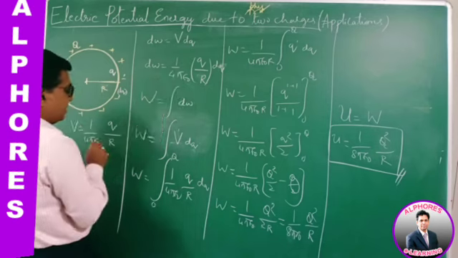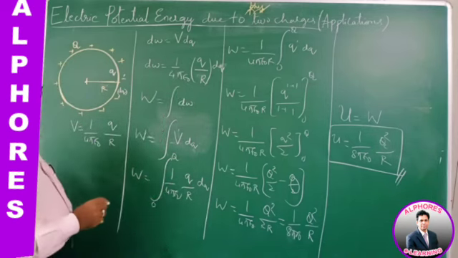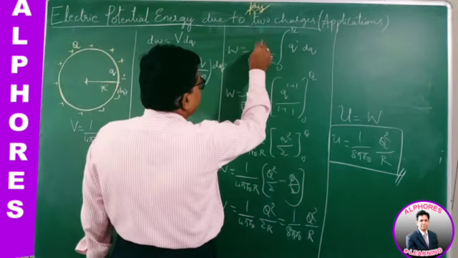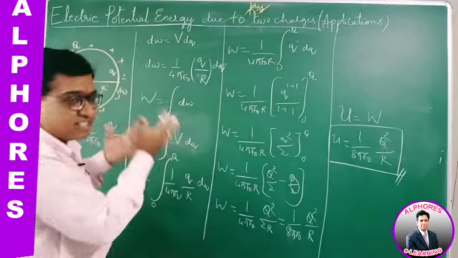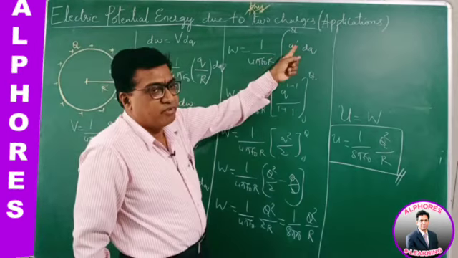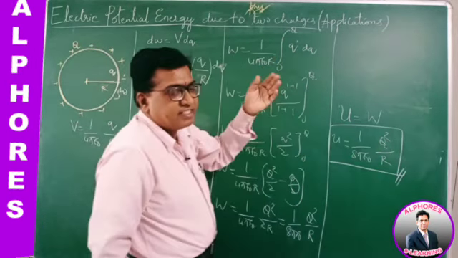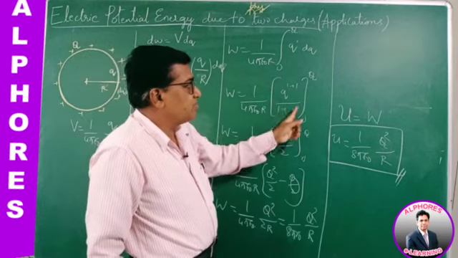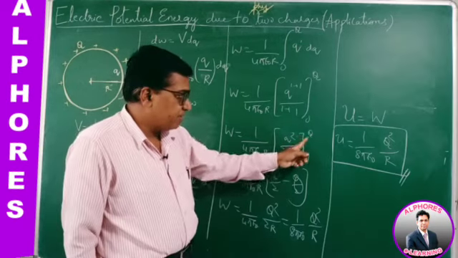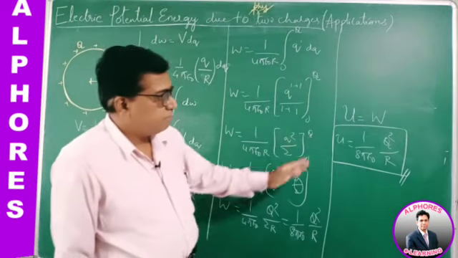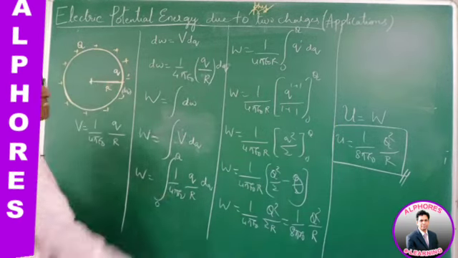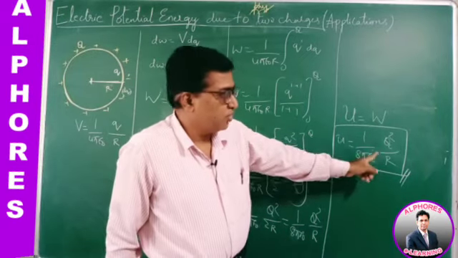So V, the potential, is 1 by 4 pi epsilon, q by r, dq from 0 to capital Q. Therefore, the work done in storing the charge, charging a sphere, is 1 by 4 pi epsilon, taking the constants out, integral of q dq, q power 1. Now we know the integration of x power n is x power n plus 1 by n plus 1, so q power 1 plus 1 by 1 plus 1, from 0 to Q. So it is q square by 2, from 0 to capital Q, upper limit minus lower limit. The self potential energy of a charged sphere of radius capital R is 1 by 4 pi epsilon naught, q square by 2r.